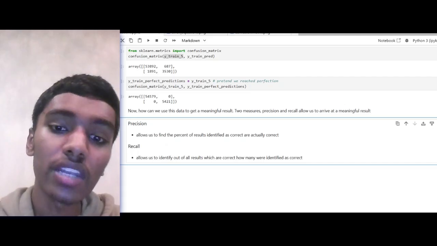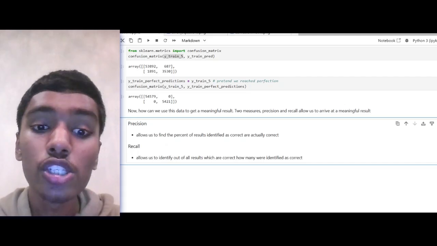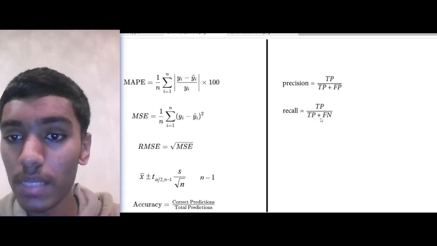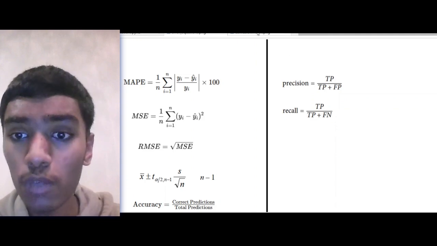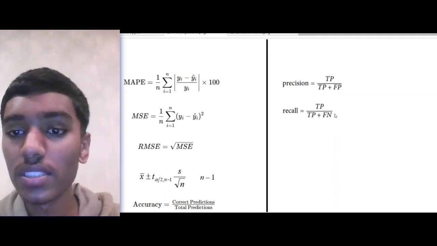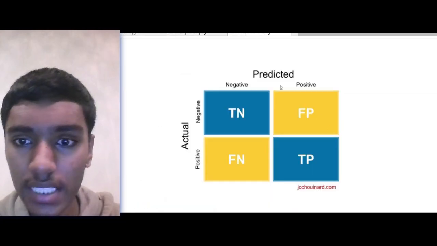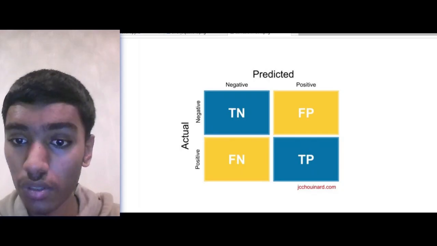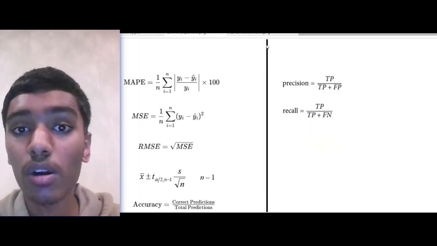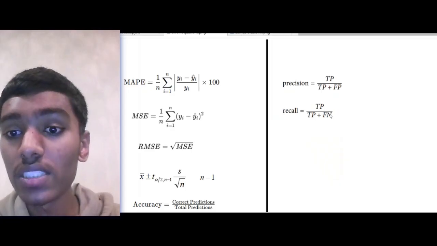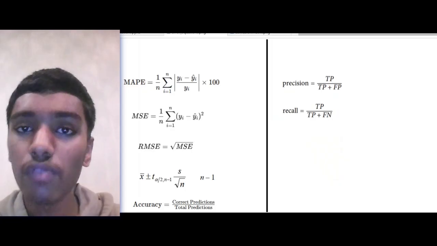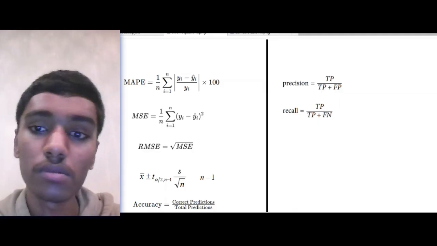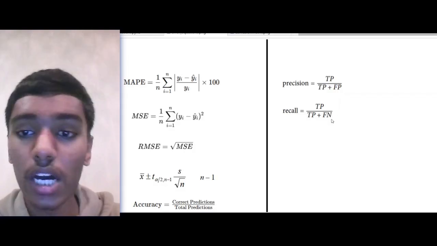Whereas in recall, we compare the number of instances that were identified as being correct to all the results which are actually correct. So this is the equation: TP over TP plus FN. True positive divided by true positive plus false negative. So we get TP, the number of values that were correctly identified as being true, over the number of instances that were correctly identified as being true, plus the number of instances that were incorrectly identified as being false. If something's incorrectly identified as being false, that means that it's actually true. By doing that, we're able to counteract for that difference.